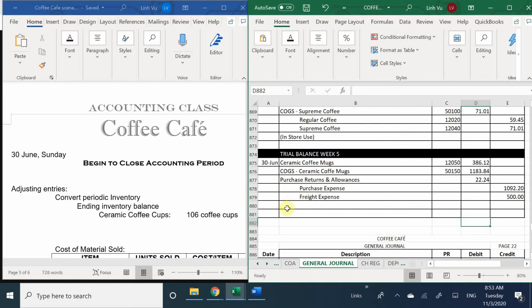So what are you going to write for your note here? Ceramic mugs inventory. You can also write Ending conversion. Okay. What else did you say, Lynette? Did you want to add anything else, like how many mugs you have left? 106 on hand. Oh, just 106 is it. Okay.